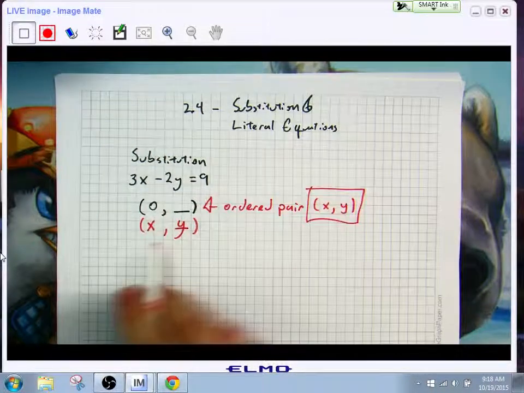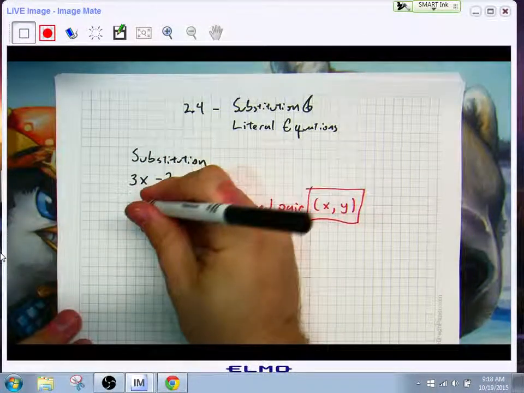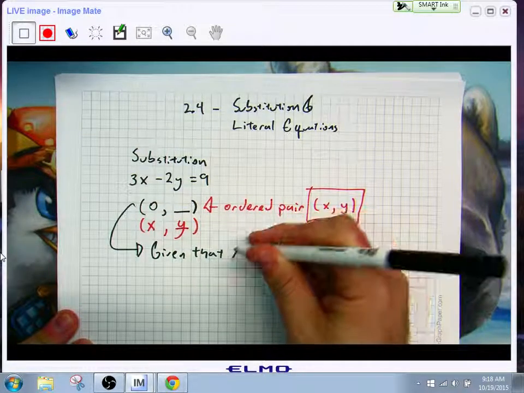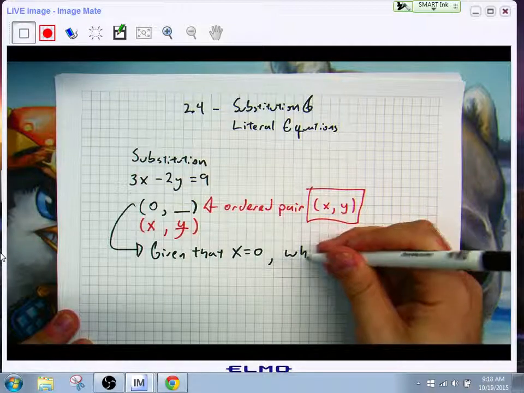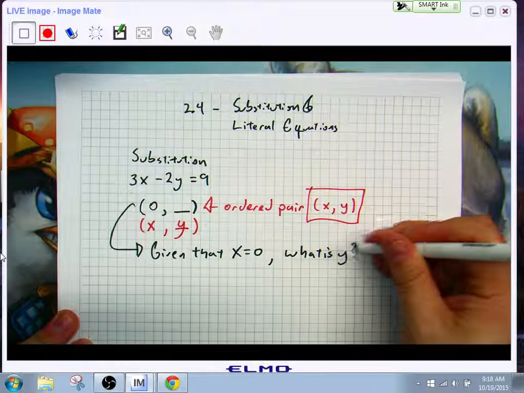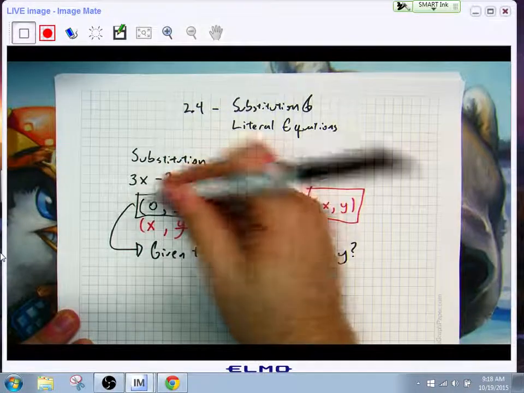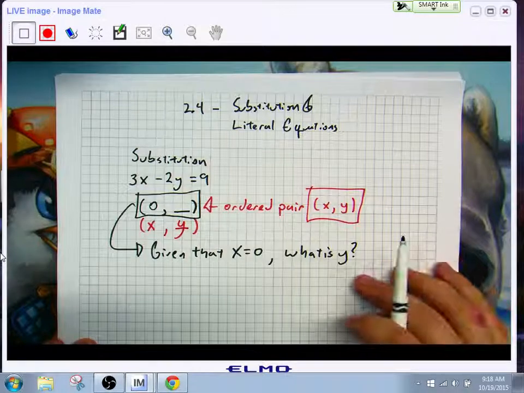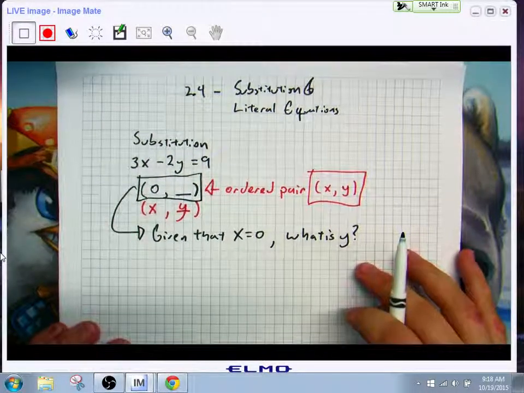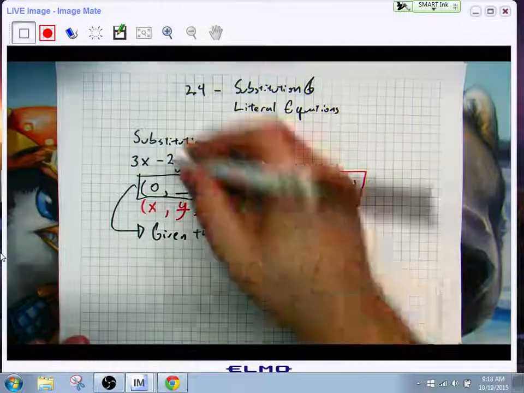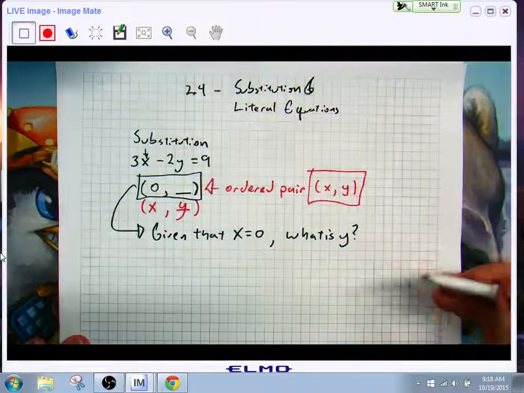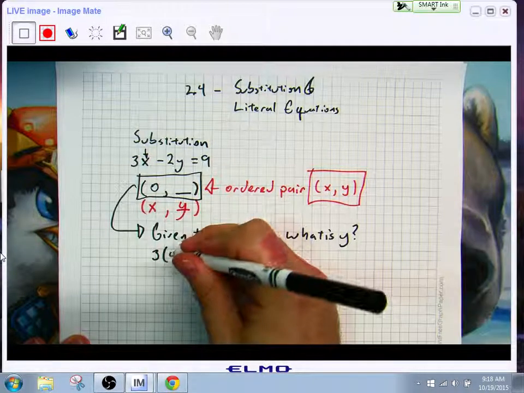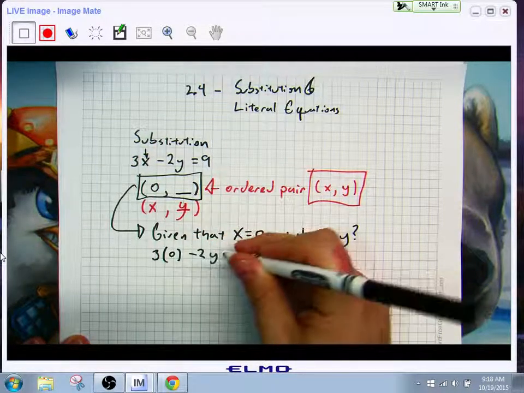So essentially, what this is asking me is, given that x equals 0, what is y? This whole thing is just a very lazy mathematician sort of way to communicate this complicated idea. Given that x is 0, what is y? And to do that, we're going to use substitution. So instead of our x right here, we're going to substitute in 0. So I'm going to write that like this. I'm going to have 3, instead of x, I'm going to write 0, minus 2y equals 9.